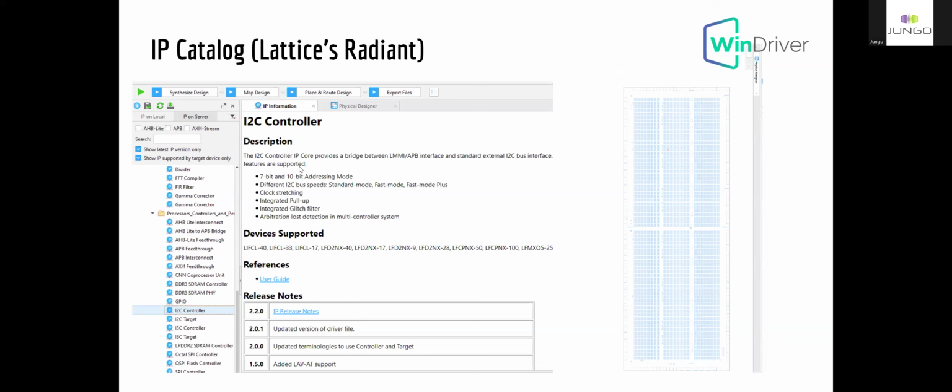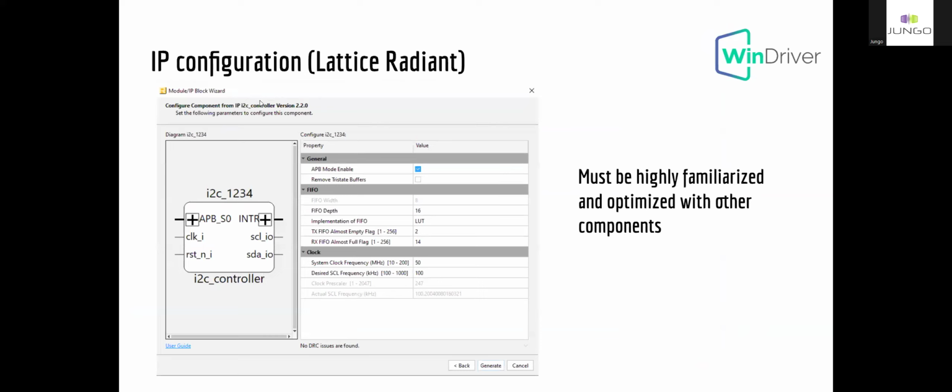This is again from Lattice Radiant, showcasing the IP catalog. Once you choose the logic block, in this case I2C, you can or should configure the components.